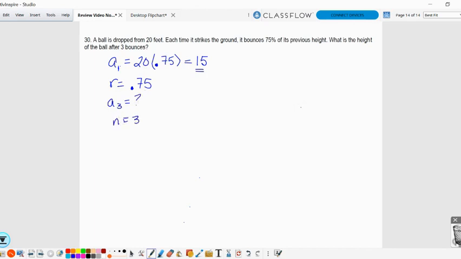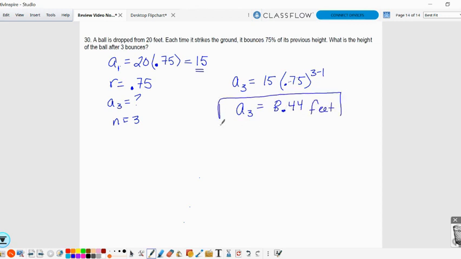So geometric, because we have a percentage. And to find our 3rd term, we'll start with our first bounce, which is 15. 0.75 is our common ratio. And our exponent is 3 minus 1. To the calculator to find that 8.44 feet is the height of the 3rd bounce.